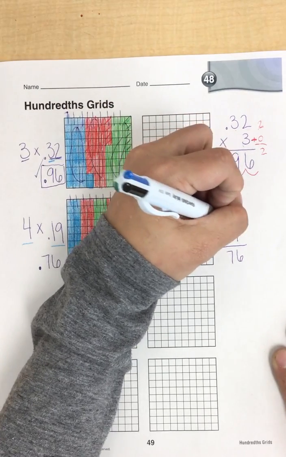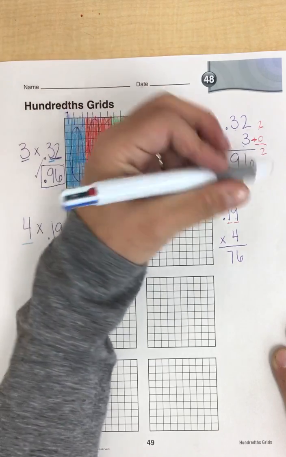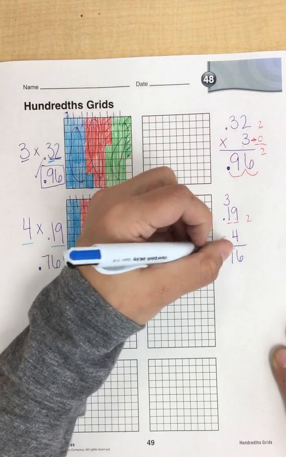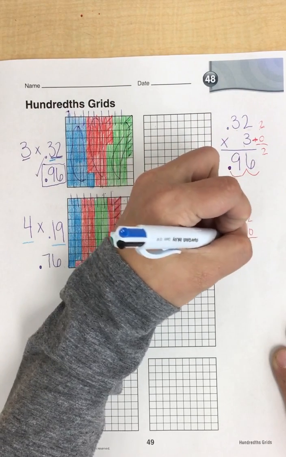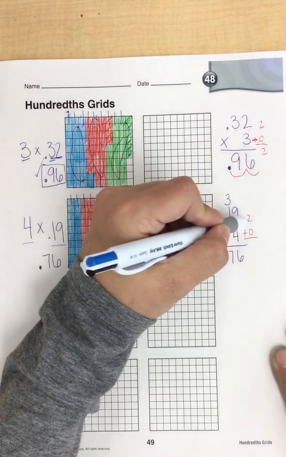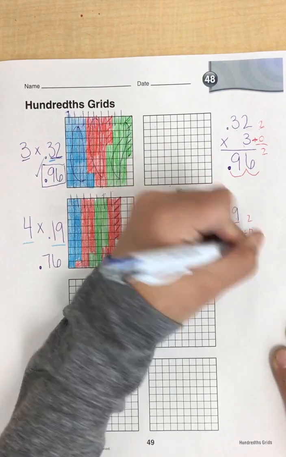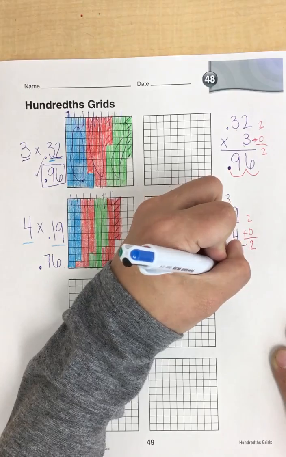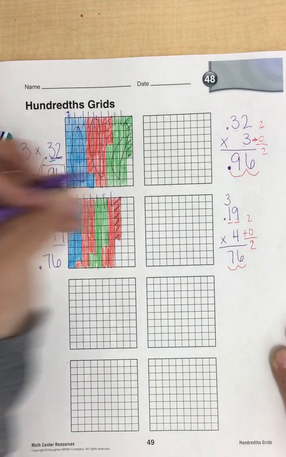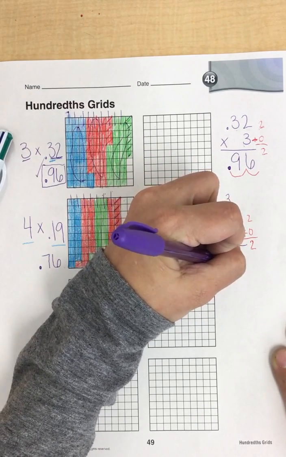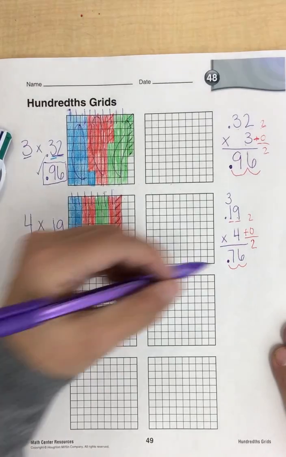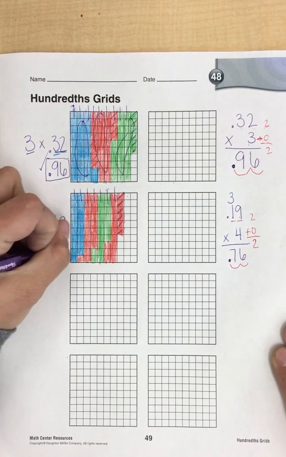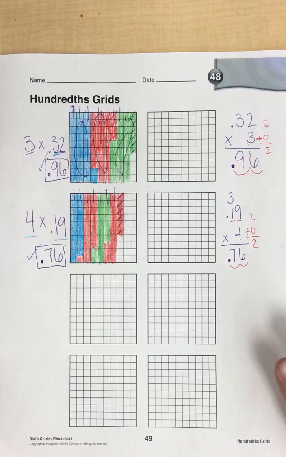I have 2 numbers behind my decimal on the top row. I have 0 numbers behind a decimal on the bottom row. So 2 plus 0, I arrive at 2. So I need to move my decimal over 2 times. So my product is 76 hundredths, and that's what I arrived at over here, so I know my answer is correct.